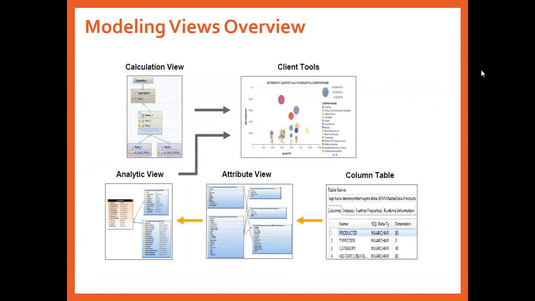First of all, HANA modeling is an analytical tool, like BW analytical. HANA modeling has three parts: attribute view, analytical view, and calculation view.